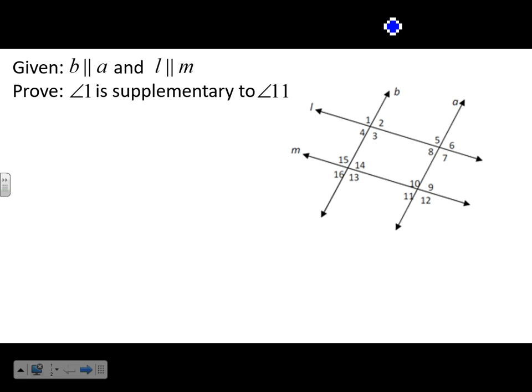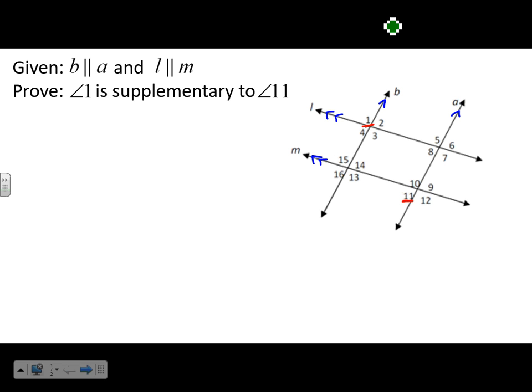So with this first one, I first want to mark down A is parallel to B, and L and M are parallel. So I like to mark those down so I know that. Then it says angle 1 is supplementary to angle 11. Now we can't mark that on our paper yet because we're not sure. We have to prove it. We're not sure if that's true yet. However, I'm going to just put an underline around angle 1 and 11 so we know where we're going.